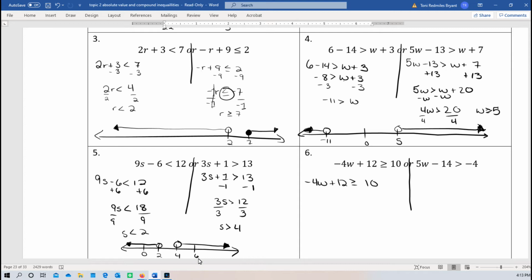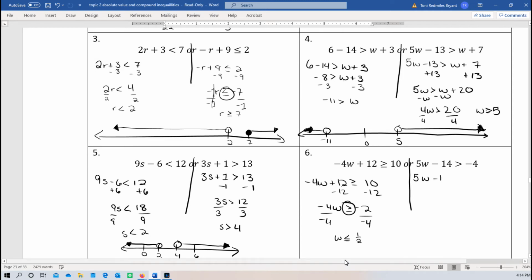All right, the 12 is adding to the w, so I'm going to subtract it on both sides. -4w is greater than or equal to -2. When I divide out that -4, I see that I'm dividing by a negative, so I'm going to circle my inequality. And I'm left with w is less than or equal to, because I flipped it, 1/2.